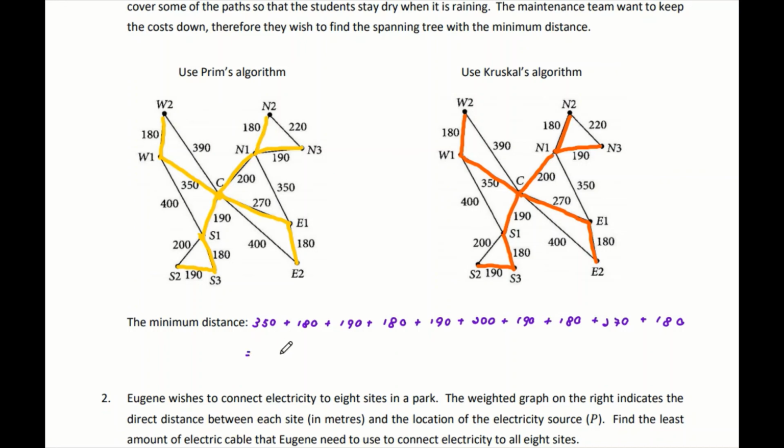Okay, so add them up together, you should be able to have 2110, and this is in meters. All right, so this is the shortest way, and it's going to be the cheapest way so that you can just put in the cover or the path so that the students will be able to reach all the destinations although it's raining. All right, so now let's look at question 2.